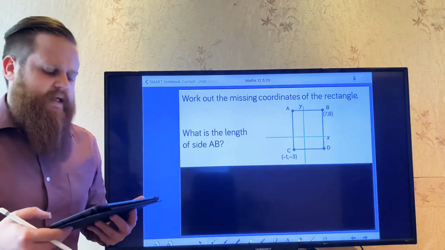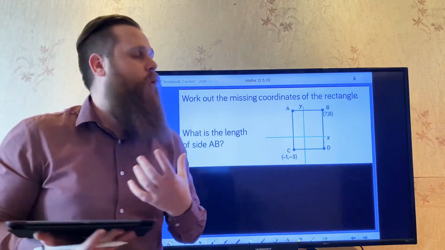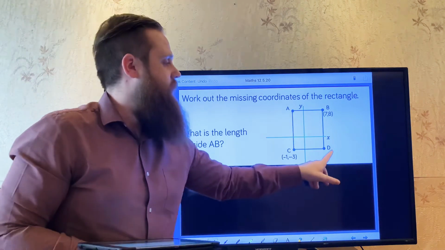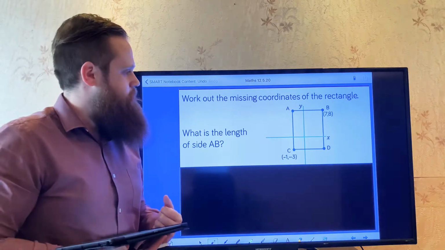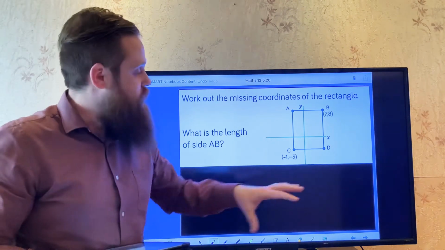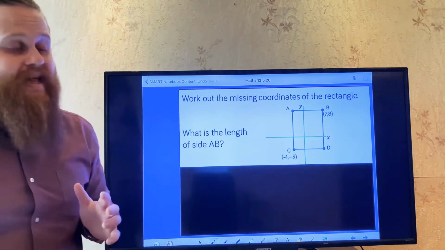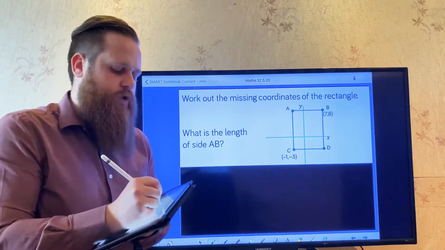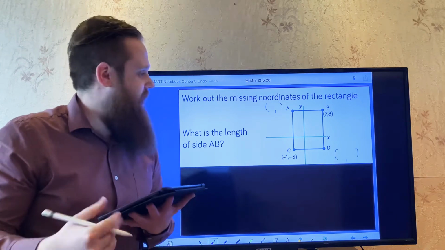Let's have a look at that in a little bit more detail with this question here. This is asking us to work out the missing coordinates of this rectangle. So we're missing the coordinates for point A and we're missing the coordinates for point D. Okay then, I don't have any numbers here, so I'm going to have to go off these 2 points, B and C. The coordinates are there for that, so I can use that to help me. If you're ever faced with this question, you're going to have 2 points, somewhere on the x and somewhere on the y-axis.